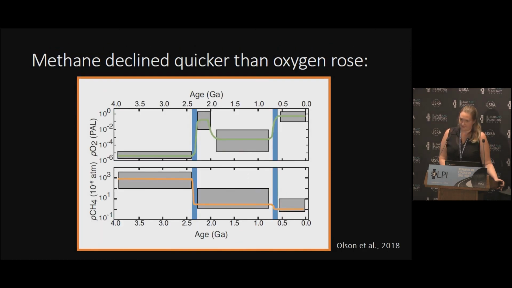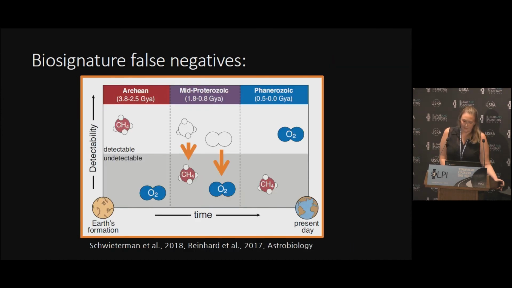And so although Sunny and I would agree that as oxygen rose, methane probably declined, I think that if you properly account for life in the ocean, you find that methane declined much quicker than you would predict based on atmospheric oxygen evolution alone. So of course, this has biosignature applications.